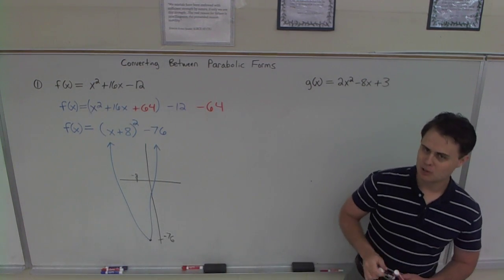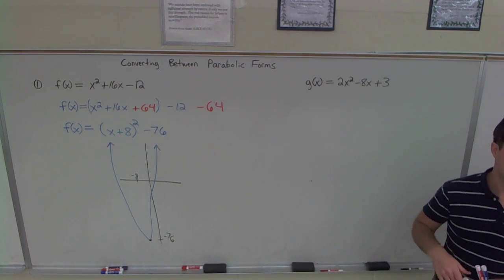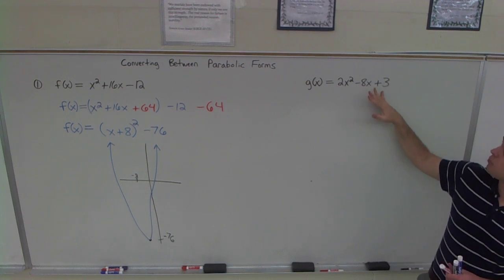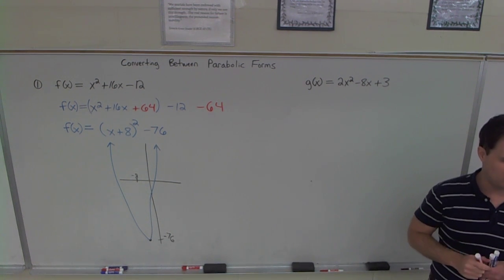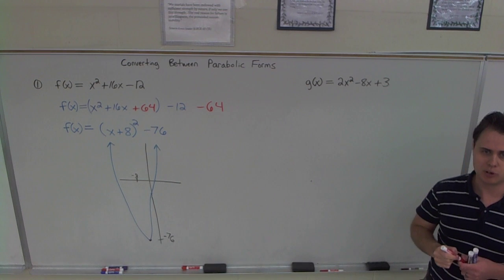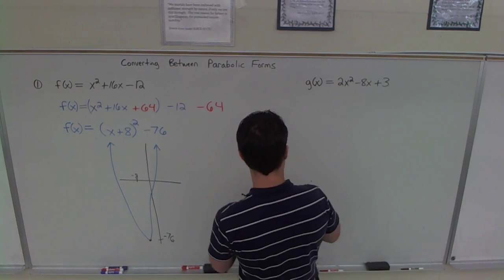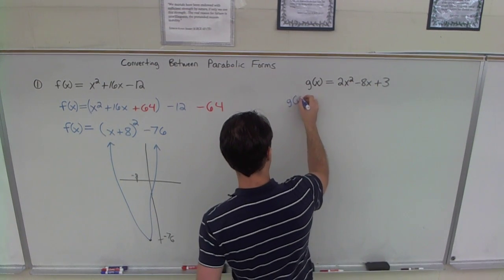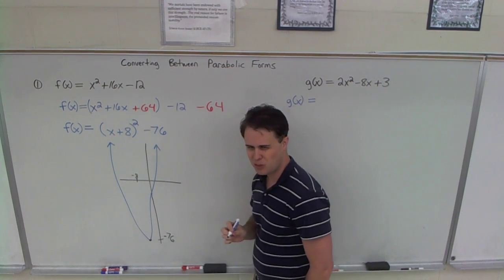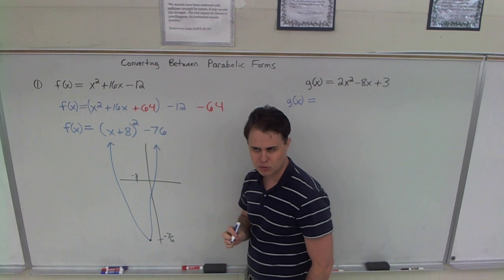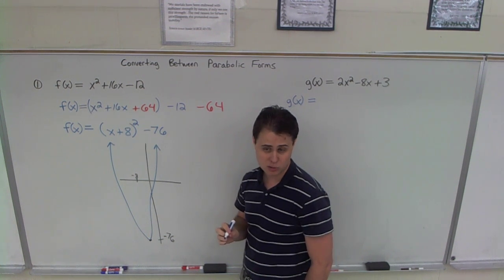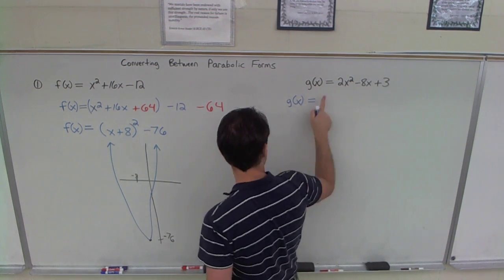Okay. Let's do one more of those. So now g of x. We already know its y-intercept is 3. But where is the vertex? We're going to turn it into transformation form. So, here we go. Who can tell me the first thing I need to do? We did one kind of like this yesterday. What's going to mess us up?